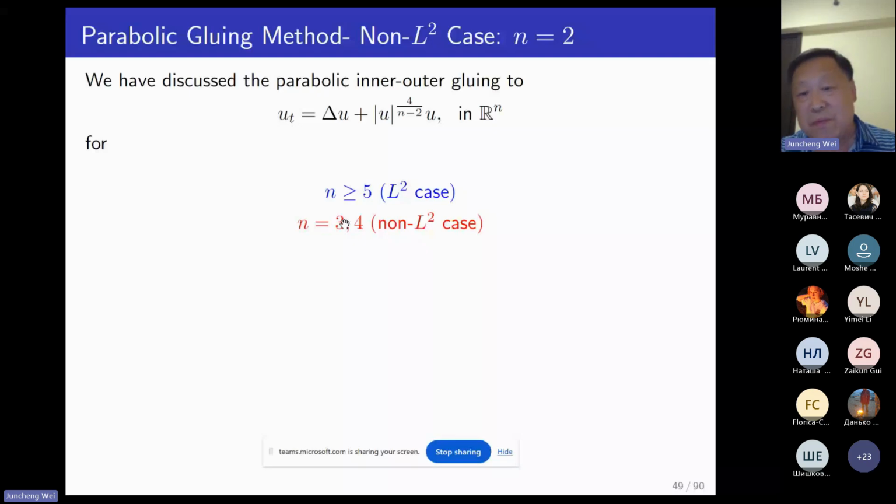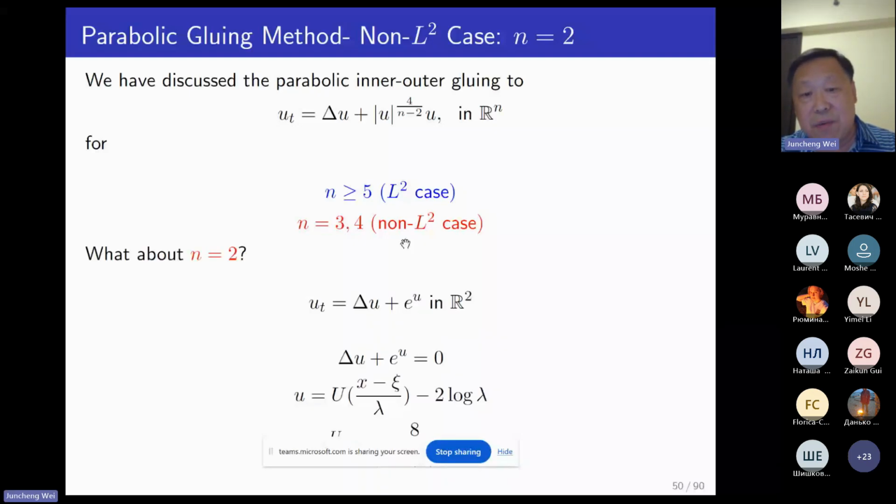What about dimension 2? In dimension 2, the right problem is the Liouville equation: u_t equals Laplace u plus e to the u, in R2. For the solution, you can write down the blowup profile explicitly: e to the u equals 8 over (1 plus y square) squared. For this kind of problem, again, the kernel here does not even decay. The radial kernel is just bounded, so you have no decay at all.